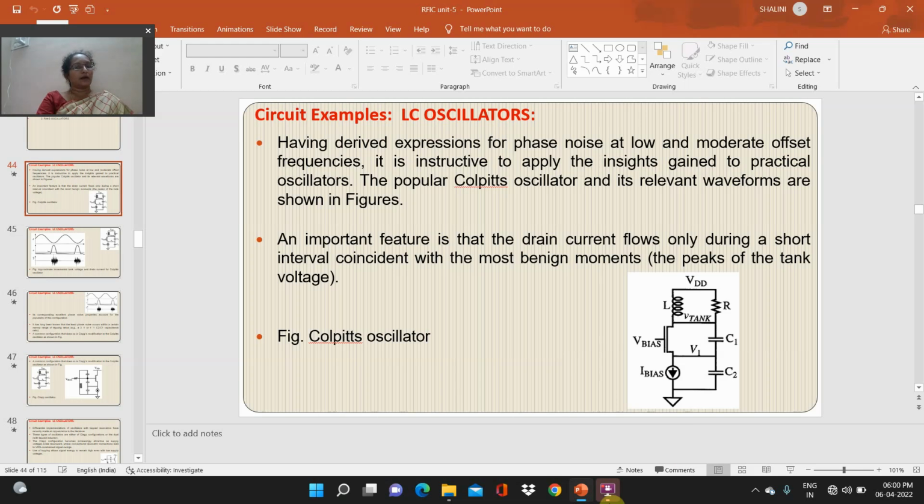instructive to apply the insights gained to practical oscillators. The popular Colpitts oscillator and its relevant waveforms are shown in the figures. An important feature is that the drain current flows only during a short interval coincident with the most benign moments. For example, the Colpitts oscillator is shown in the figure.